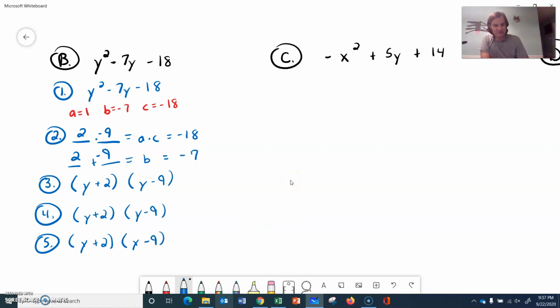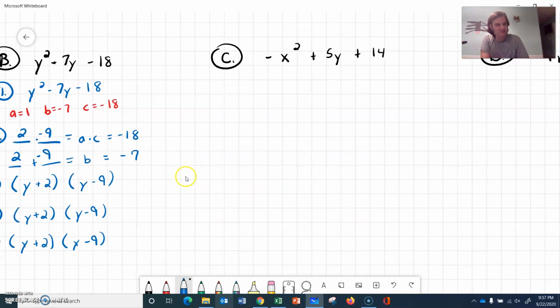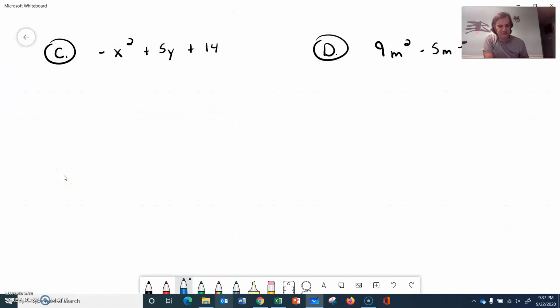Okay. Once again, you can multiply that together and see if, when you collect like terms, you get the original. The third one here, C, is something I like to do out of preference. The problem is negative x squared plus 5y plus 14. And there's nothing wrong with that negative out front, but from my experience, I have a hard time working with it.